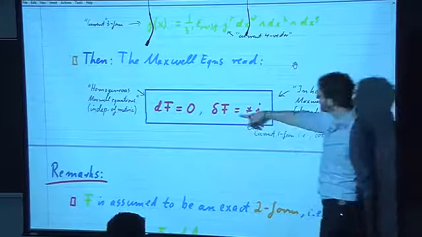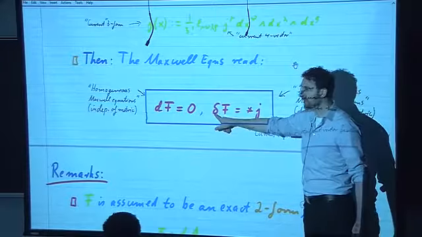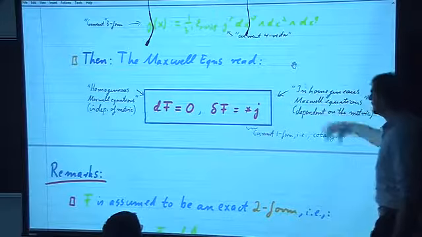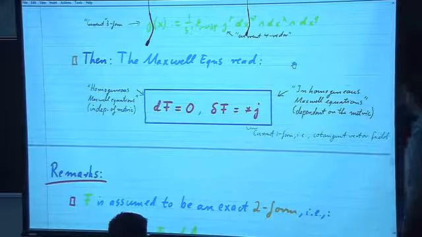And this depends on the metric. The metric goes into this, and the metric goes into that, because we have lowered and raised indices. The inhomogeneous Maxwell equations are sensitive to the metric.